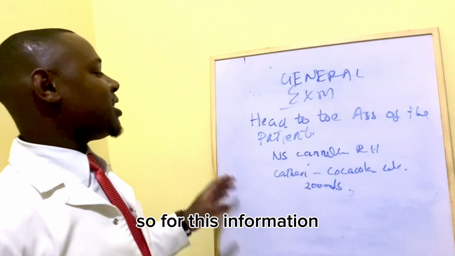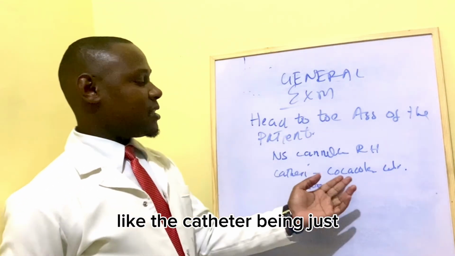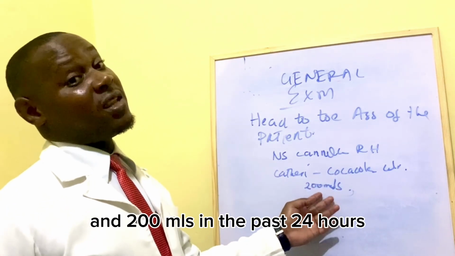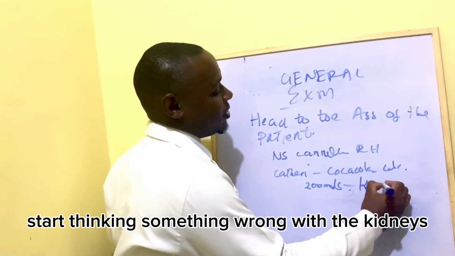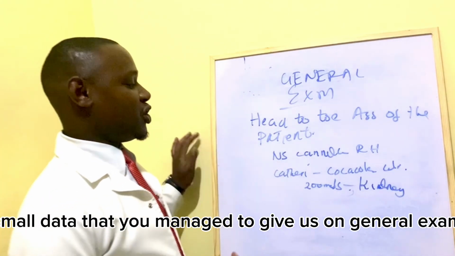So from this information you can see the severity of this patient, like the urine being Coca-Cola type and 200 mils in the past 24 hours. Definitely you must start thinking something is wrong with the kidneys. And that's just because of the small data that you managed to give us on general exam.